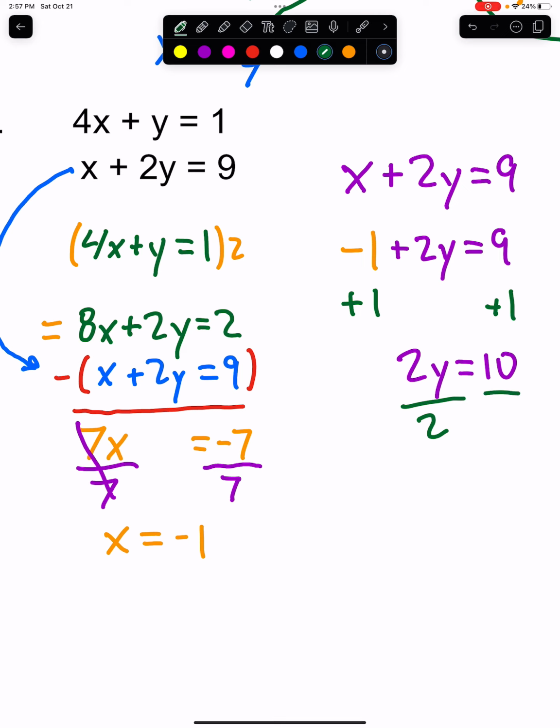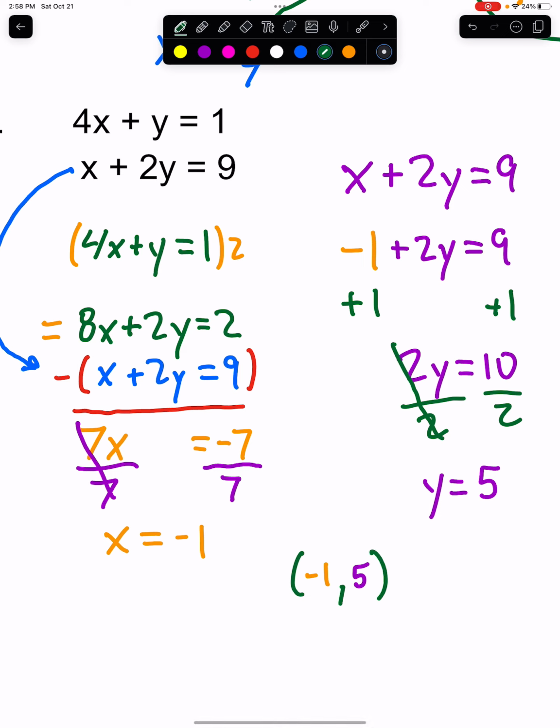Let's divide both sides by 2. It's going to cancel out that 2. I'll have 1y equals 10 divided by 2 is 5. And here we go. There's our 2 answers. We could write this as a coordinate pair. Our solution to this system of equations is x is negative 1 and y is 5.